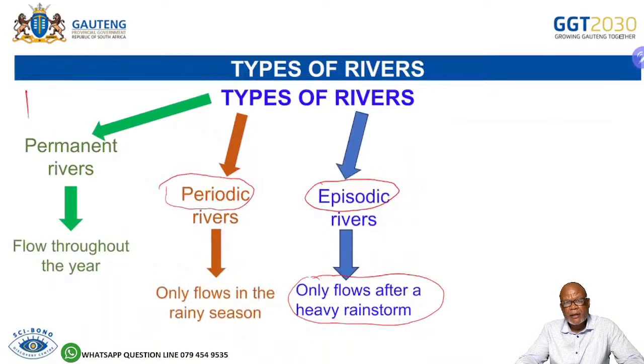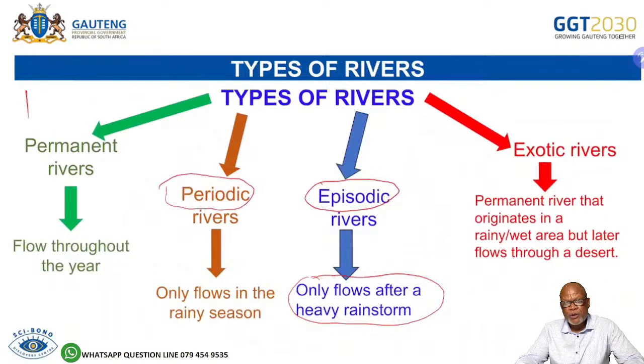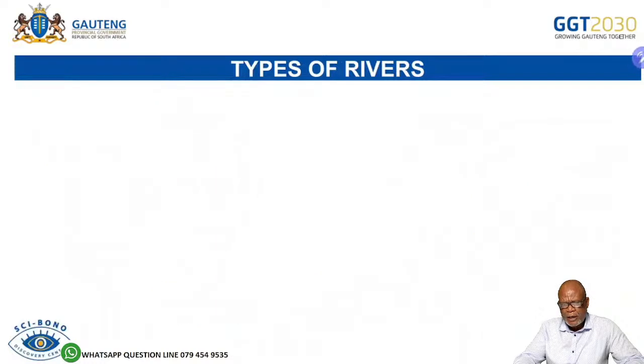Like yourselves as learners, you are identified as a learner when you are in a classroom, but when you get home, you are identified as a daughter or as a son. When you go to a friend, you are identified as a friend. So it is the very same person, which is yourself. So this river is a permanent river, but because now it is flowing over a dry area or a desert, it now changes how we identify it. We now call it an exotic river.